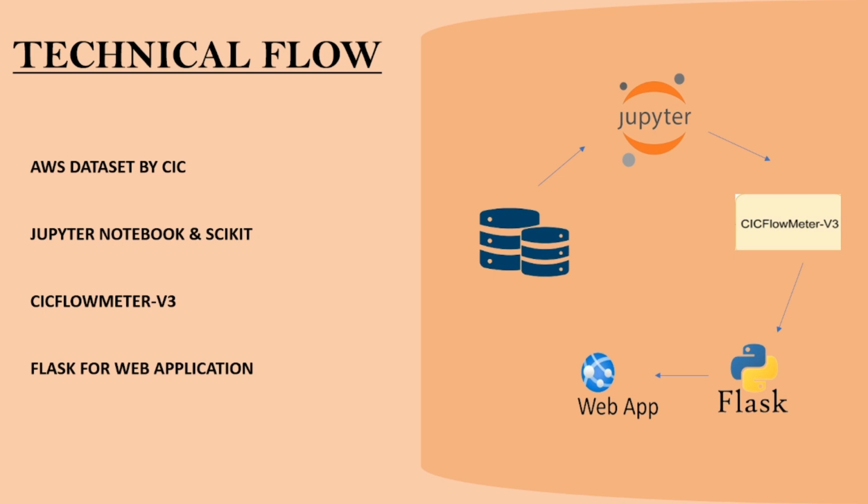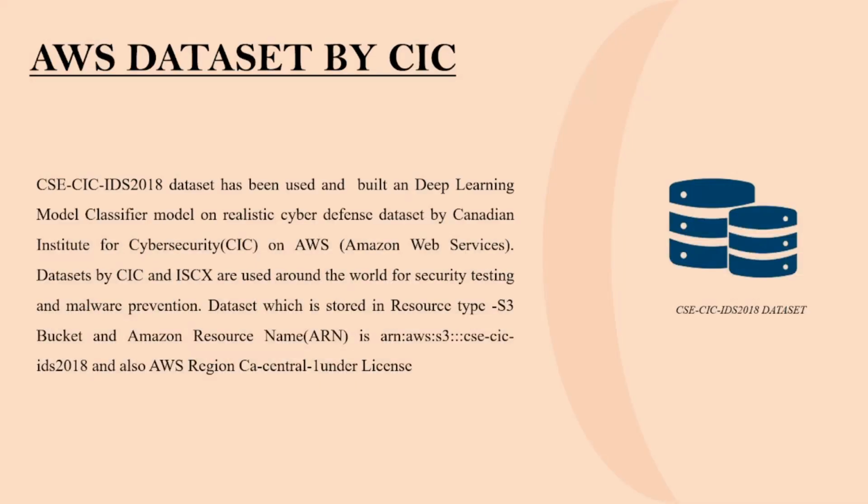Technical flow. The technical tools used for our project are the AWS dataset by CIC, Jupyter Notebook and Scikit-learn, CIC Flowmeter version 3, and Flask for the web application. Now I'm going to explain each technical flow. First one, the AWS dataset by CIC.